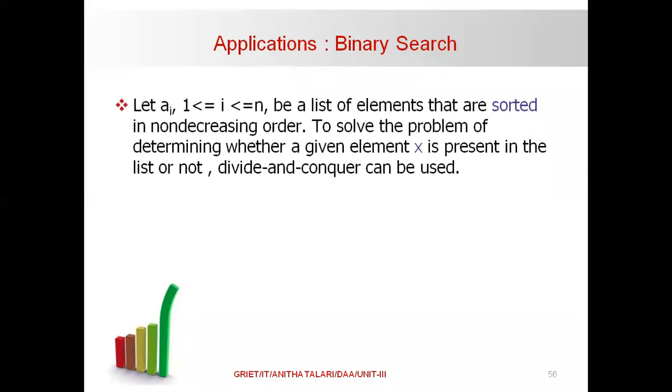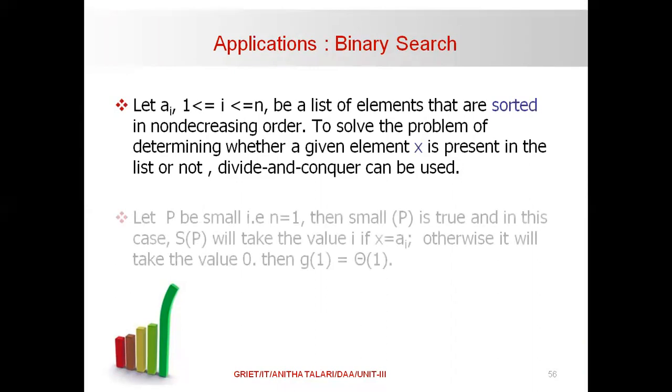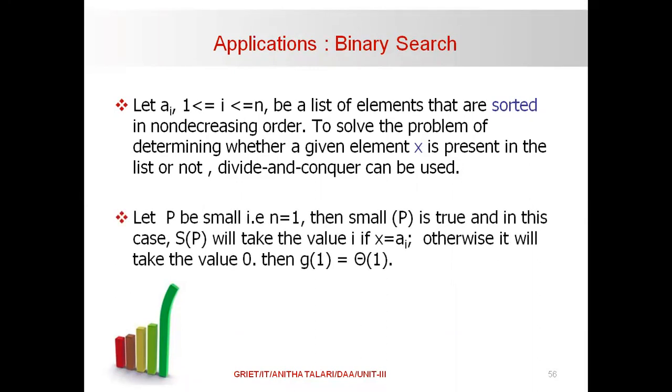Let A_i, where i is within the range 1 to n, be the list of elements that are sorted in increasing order. To solve the problem of determining whether a given element X is present in the list or not, divide and conquer can be used. Let the problem size be 1, then Small(P) from the control abstraction is true, and in this case, the solution of the problem will take the value i if the element you are trying to search is present at A_i. Otherwise, it will take the value 0.